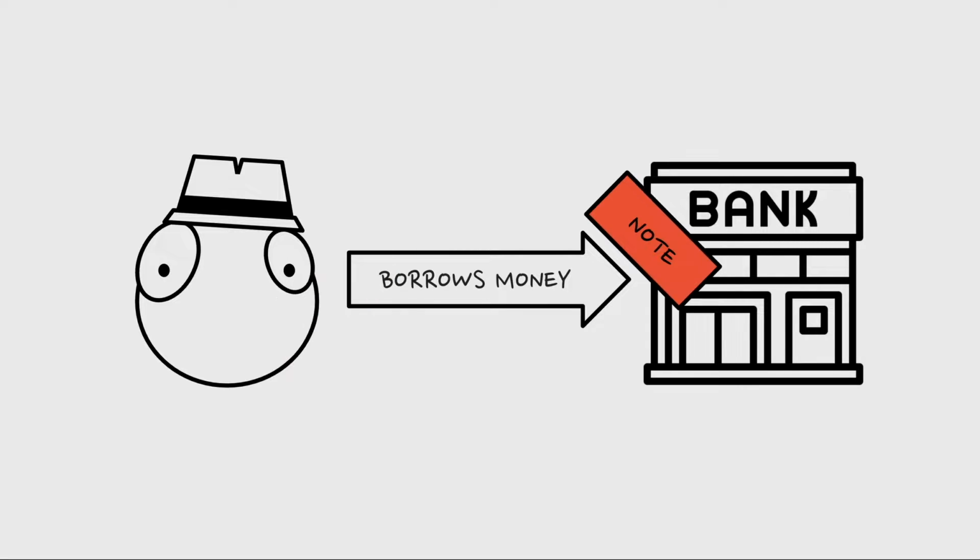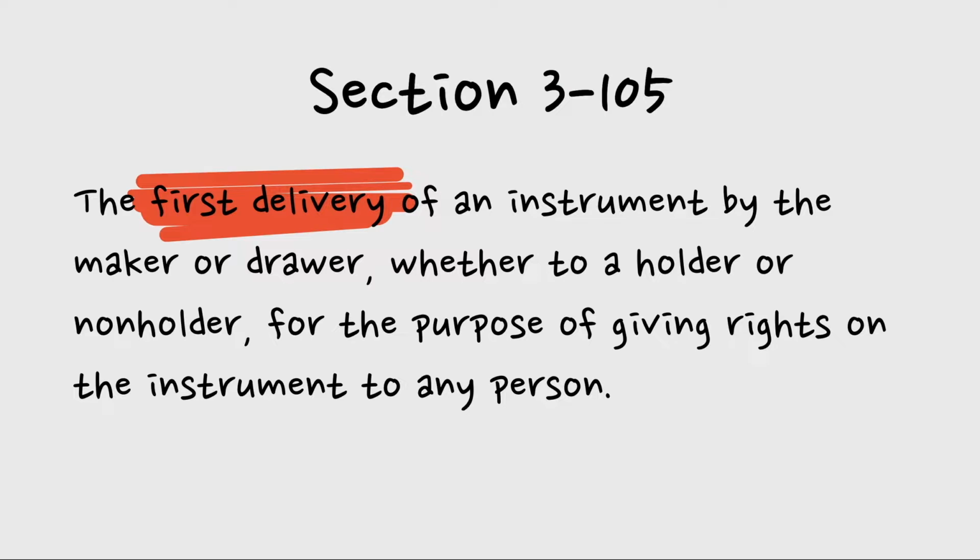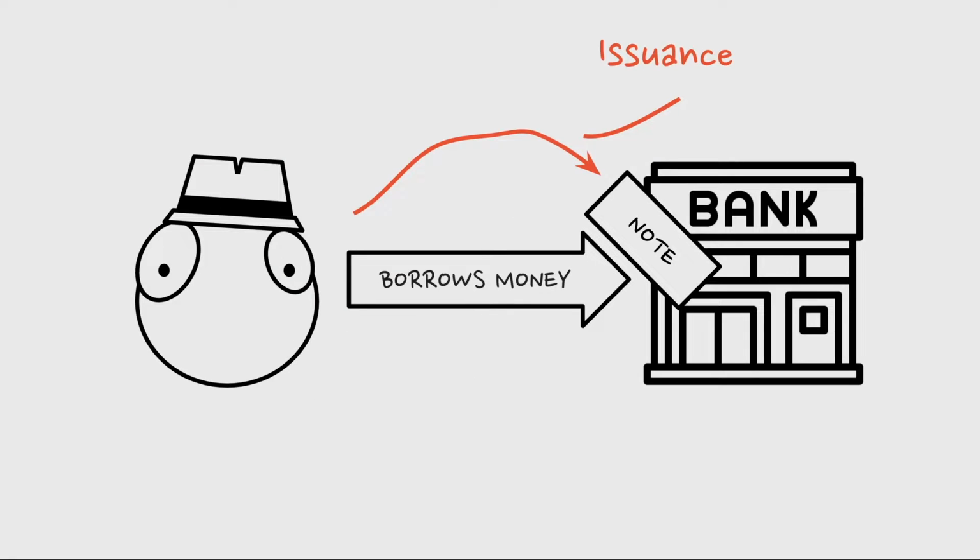Then that initial giving of the note to the bank is the issuance. It's the first delivery of the instrument by the maker. He's the maker of the note, and he's giving it to them for the purpose of giving them rights to that instrument, the right to demand payment from him, plus, in a lot of cases, the payment not only of the principal amount, but of any interest that may accrue. So that would be the issuance of that instrument, the note.